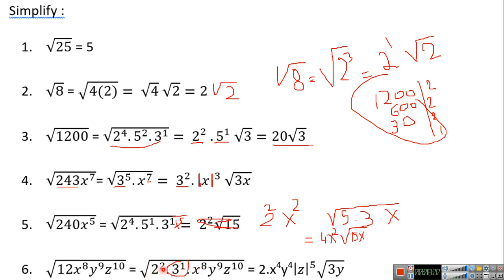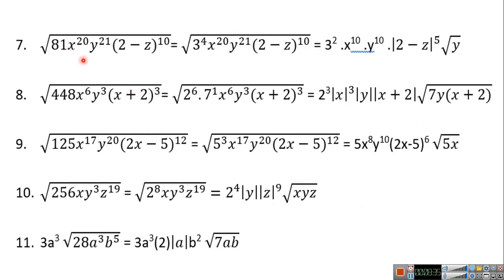Now I divide by 2. The power here is 2. 2 divided by 2 is 1. 8 divided by 2 is 4. 9 divided by 2 is 4, and 0.5 means one inside. 10 divided by 2 is 5. No need to put absolute value for x or for y because the power is even, always positive. I put it for z to say that z must be positive.